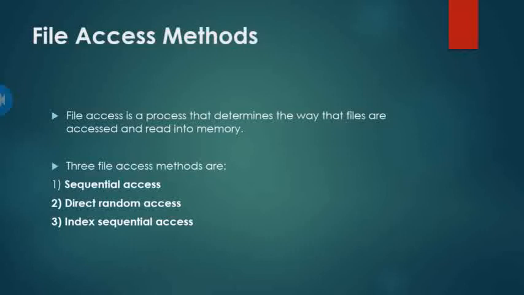File access method means it is a process that determines the way that the files are accessed and read into memory, by which way we can read the files and access the file. So there are three methods of file access. The first method is sequential access, next is direct access, and the third one is index sequential access. I will explain you all the methods in detail one by one by taking example. So first method is sequential access.